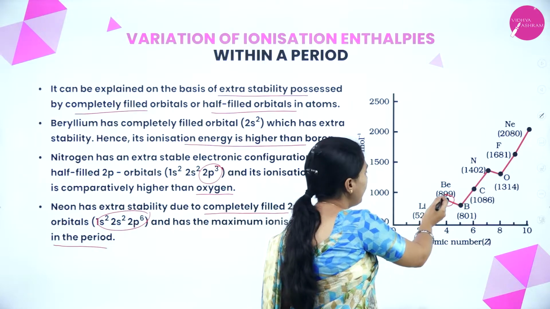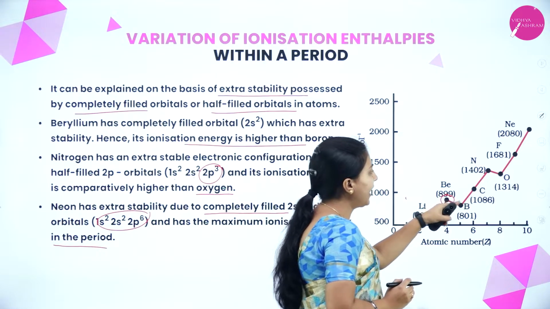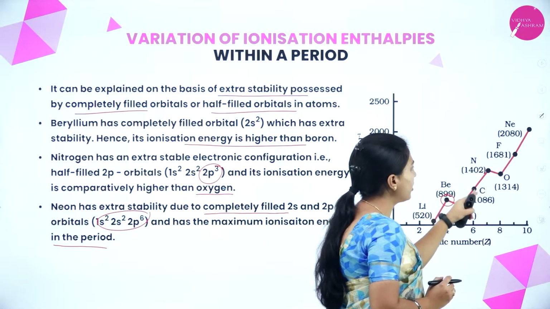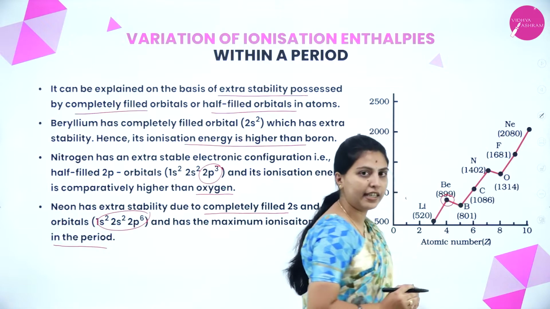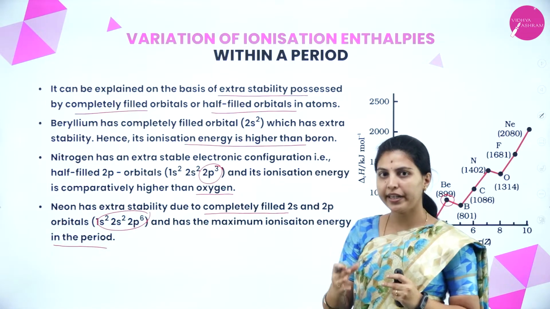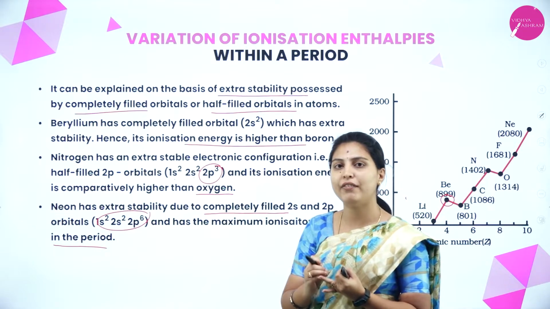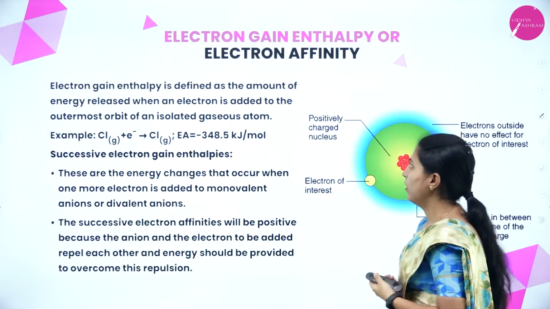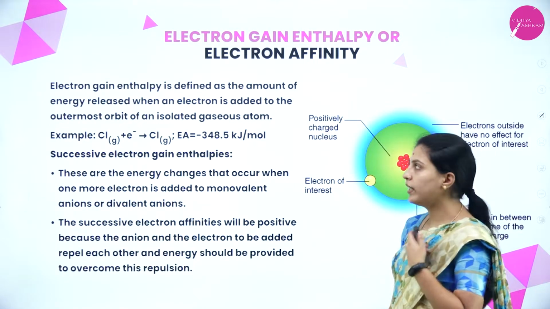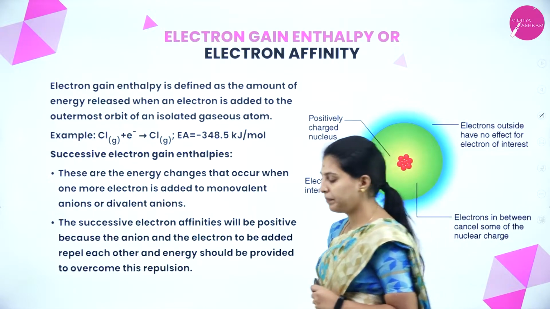See here, lithium to beryllium, it has been increased. Due to boron, it has dropped down. Again, it has been increased: boron, carbon, nitrogen. Due to oxygen, again decreased and increased. This is the trend where extra stability of completely filled or half filled orbitals is involved. Next, we will see the electron gain enthalpy or electron affinity.